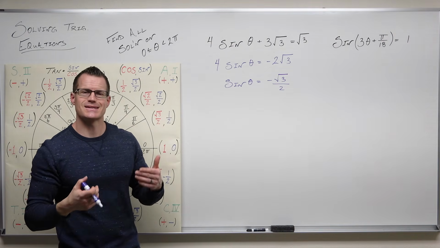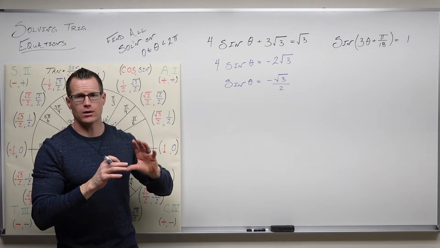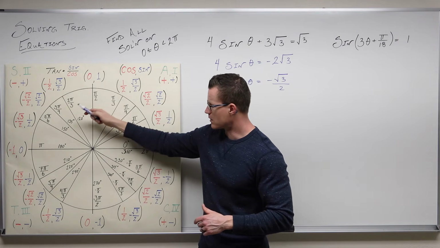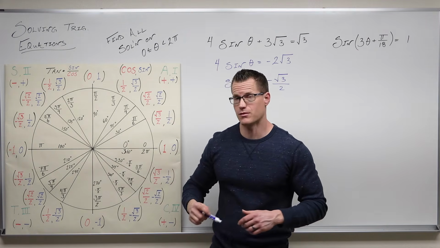And this is kind of nice. This says, what angle gives me a y coordinate? Remember, sine is y coordinate. What angle gives me a y coordinate of negative square root 3 over 2? Those angles are 4 pi over 3 and 5 pi over 3.